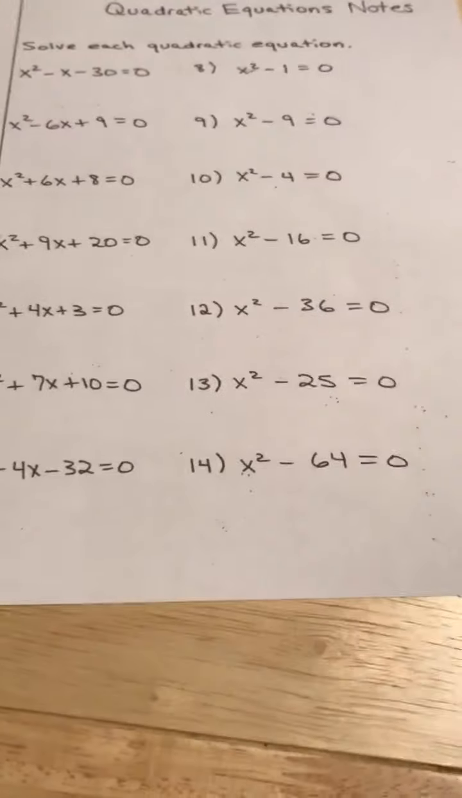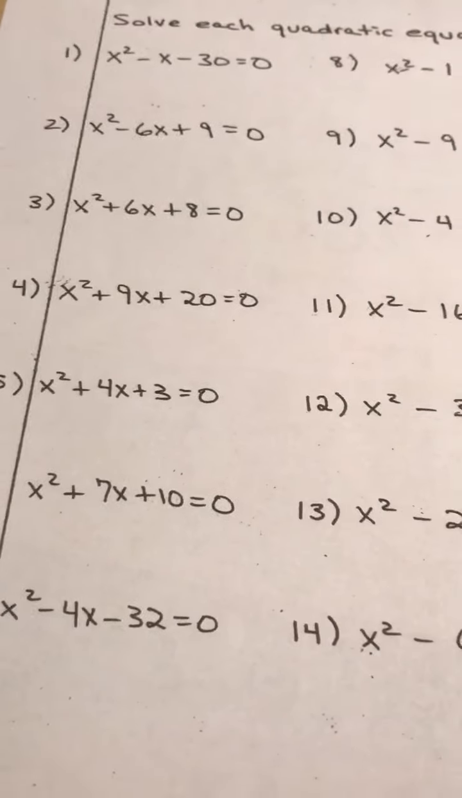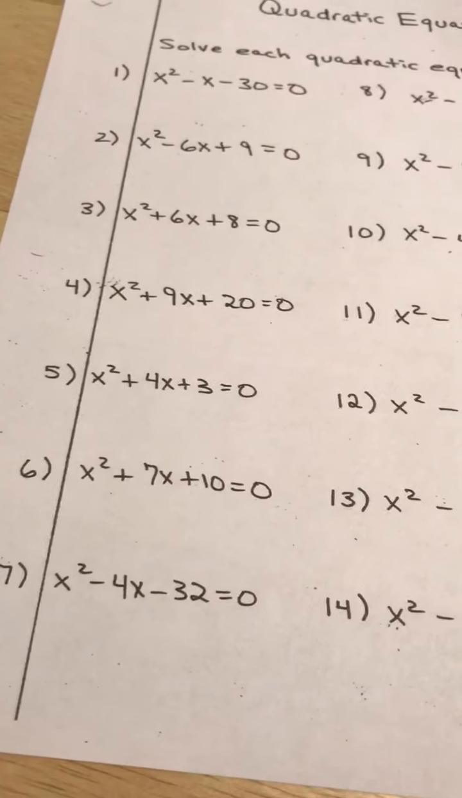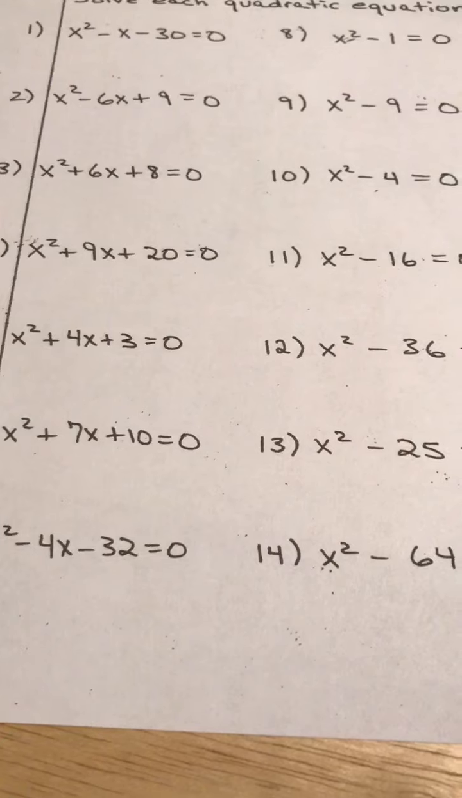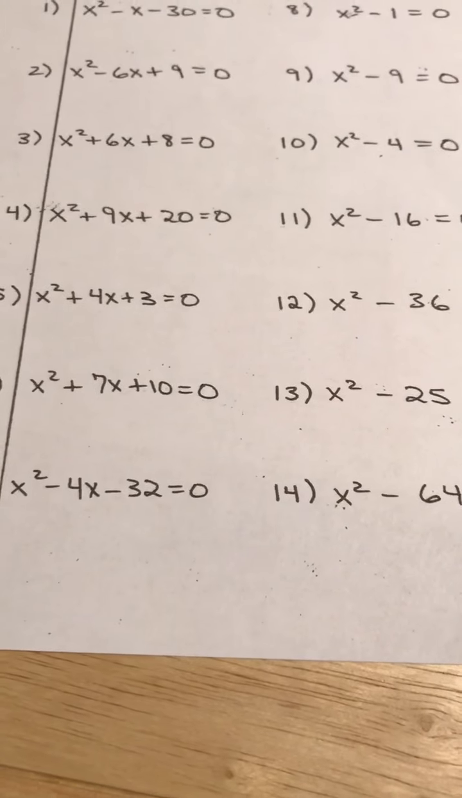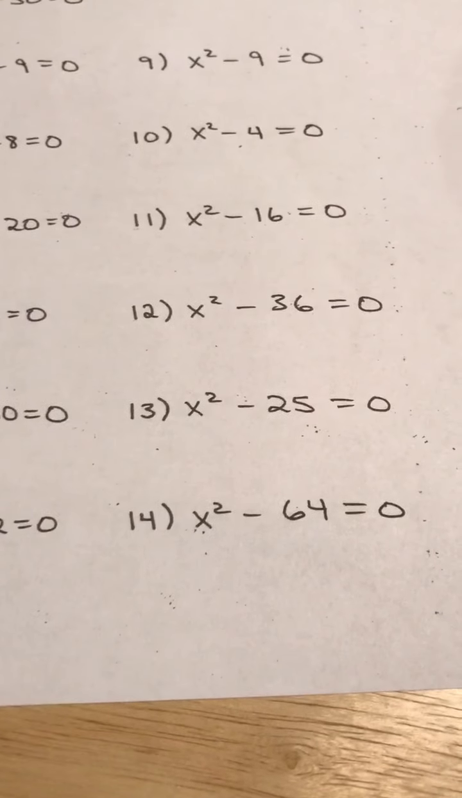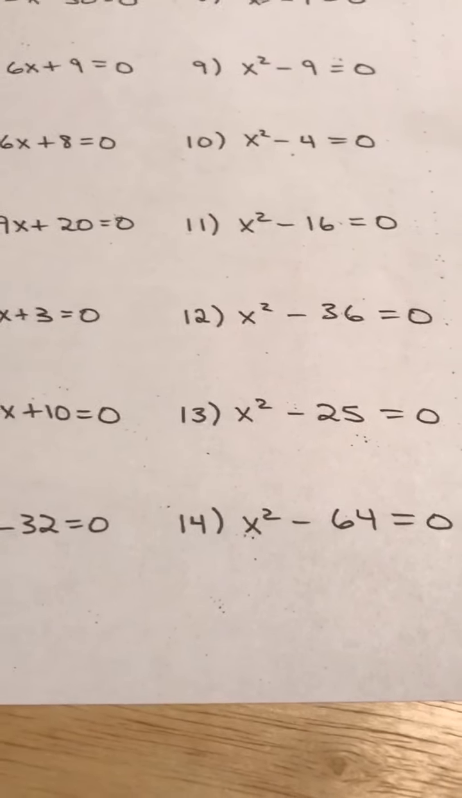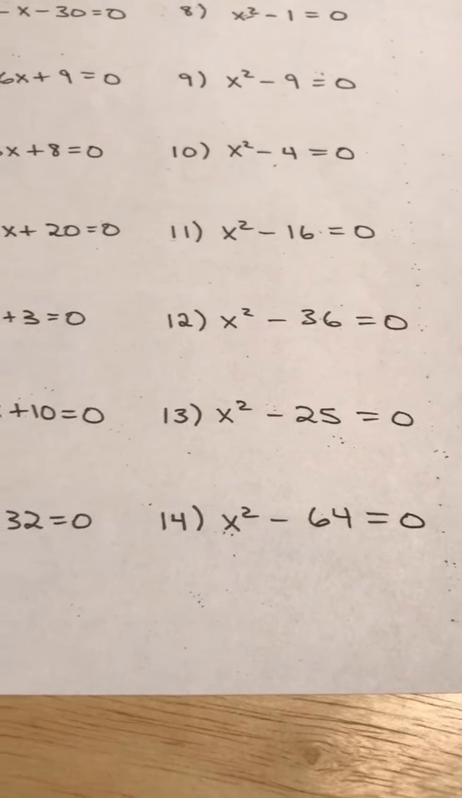All right. Let's take a look at some other questions that are on the notes. I want to look at the right side of the notes right now. So let's take a look at number 12. Twelve says x squared minus 36 equals 0. So let's try that one.